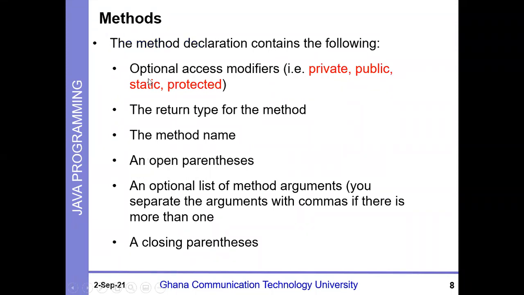We have what we call the access modifiers. We've come across this already. It modifies access. So these are keywords in Java that modify access. It can be private, can be public, can be static, and all those things. Now, we already know some of these.